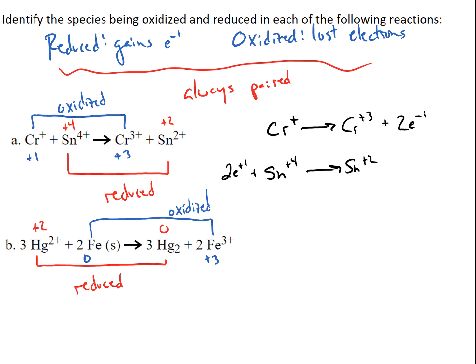And that might make it a little bit easier to see, where you can see the tin getting reduced, or gaining electrons, and you can see the chromium getting oxidized, or losing electrons. These two words, reduction and oxidation, give us our term redox.